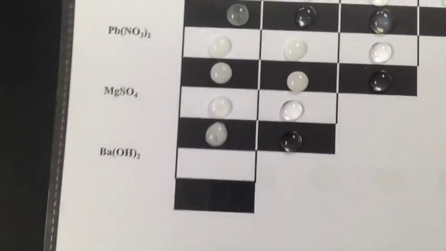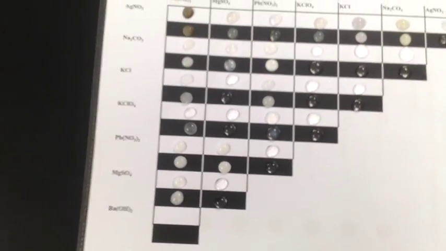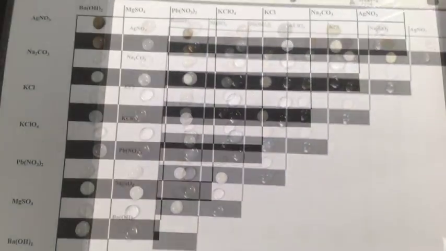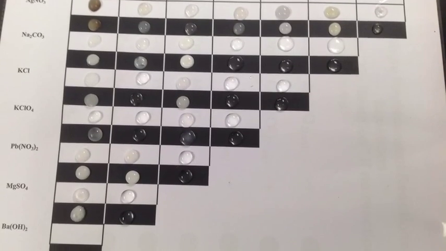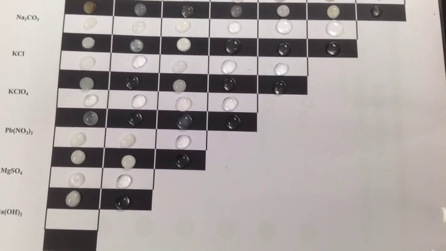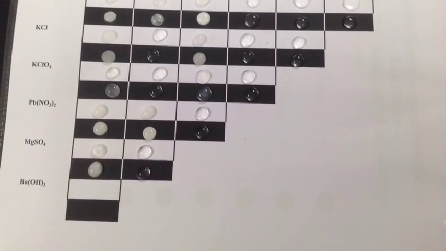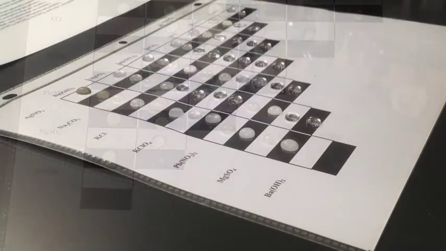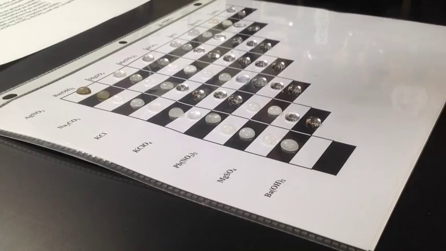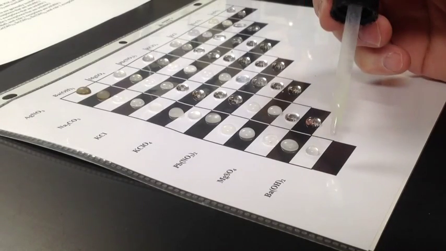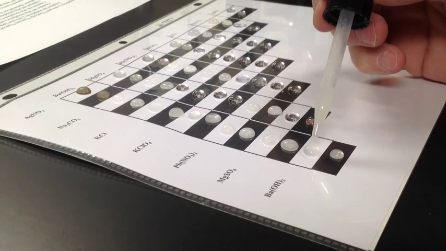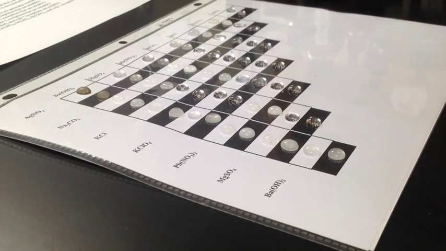Phosphate ion, PO4 negative 3, also has the rule 1 exception. The sulfide ion, S negative 2, the exceptions are when it's with calcium, strontium, or barium, and the rule 1 exception. And the hydroxide ion, OH negative 1, except for when it's with calcium, strontium, barium, or also the rule 1 exception for alkali metal ions and the ammonium ion.